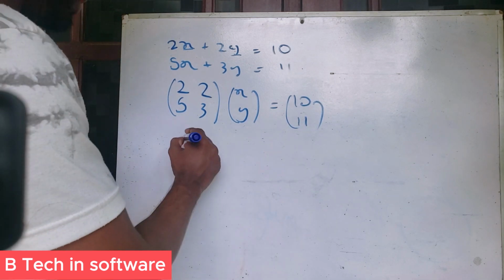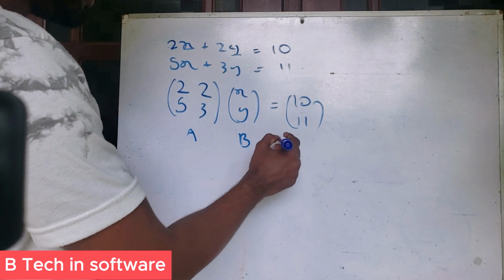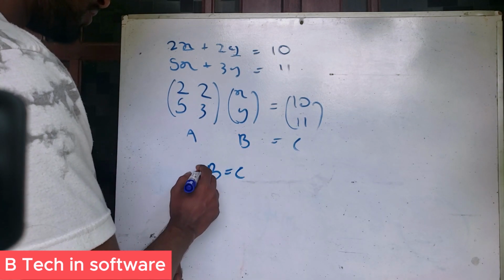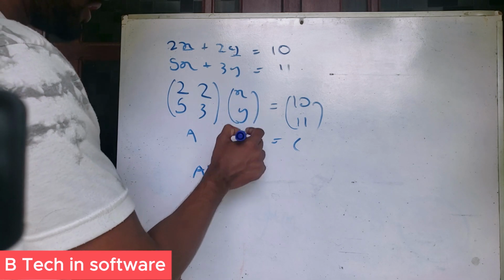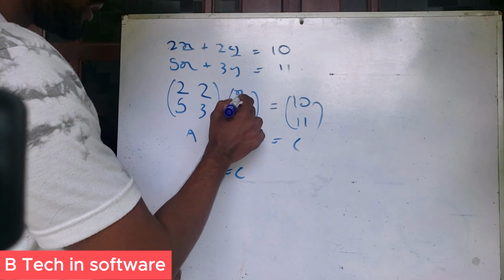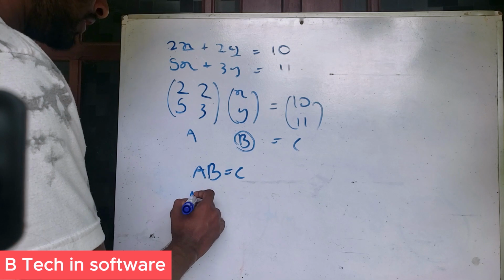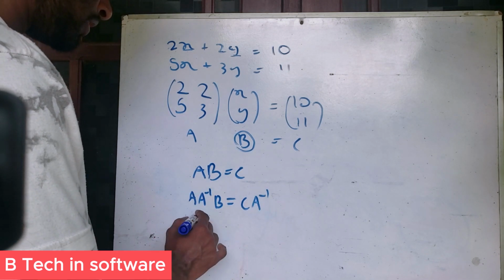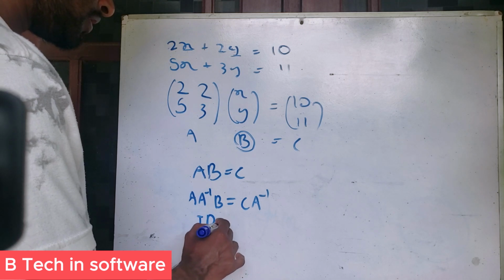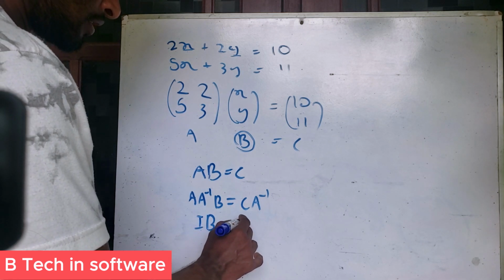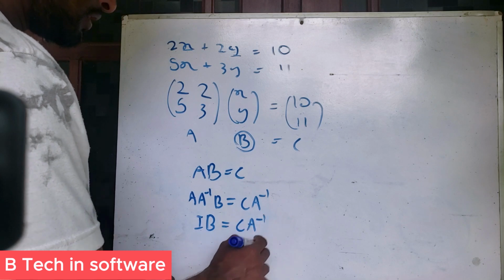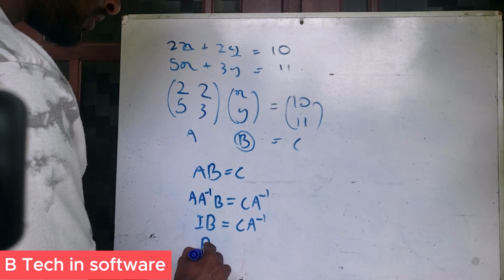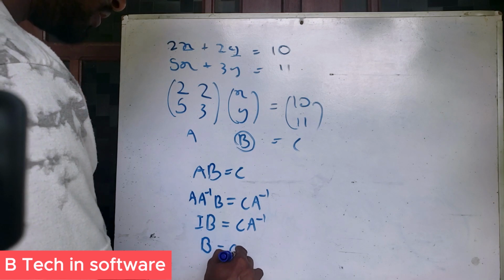10 and 11. We can name it as ABC. AB is equal to C. Now we need to find B because we need to find x and y. We can multiply with A inverse. A times A inverse will become an identity matrix. C inverse. Now we can have identity matrix means 1. We can have equation for B.